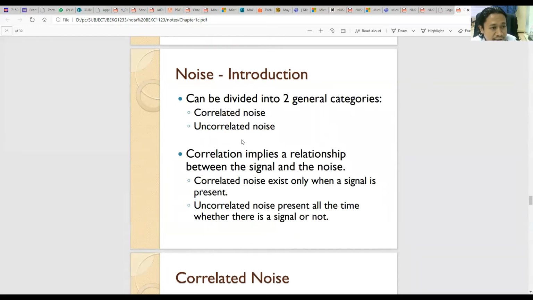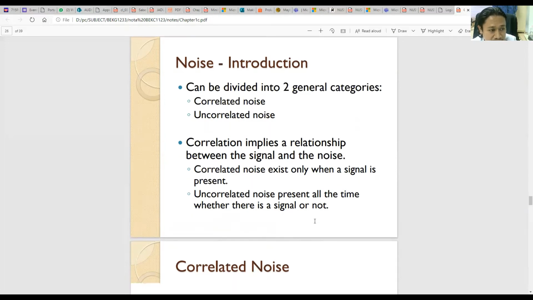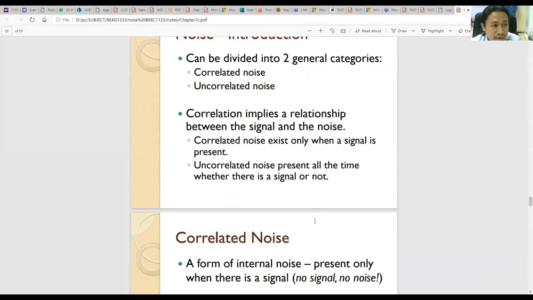Okay, so correlation implies a relationship between the signal and the noise. Correlated noise exists only when a signal is present. Uncorrelated noise is present all the time, whether there is a signal or not. You have to remember this: correlated noise exists only when the signal is present, and uncorrelated noise is present all the time, either there is a signal or not.